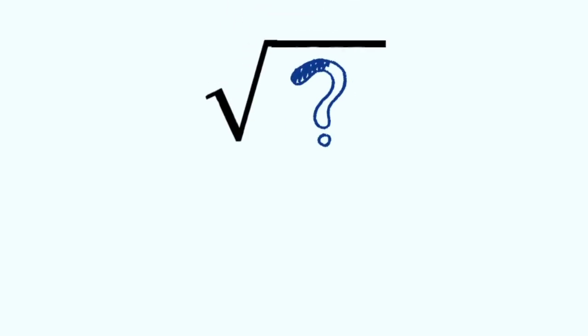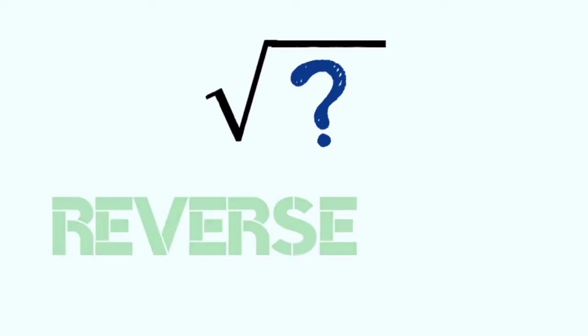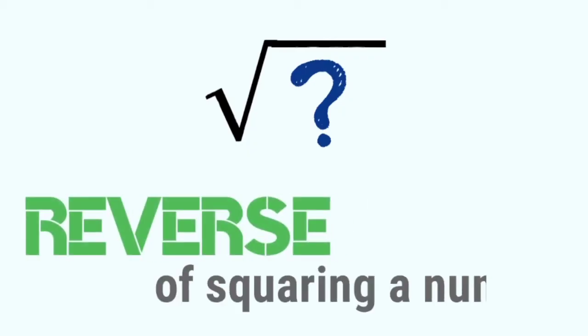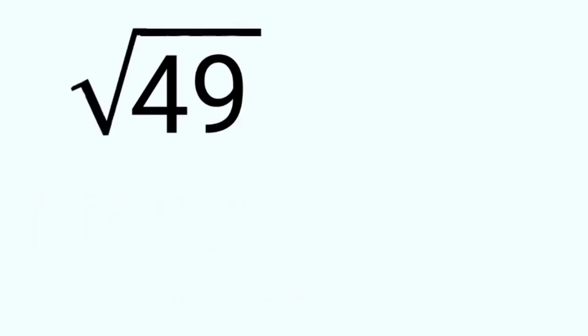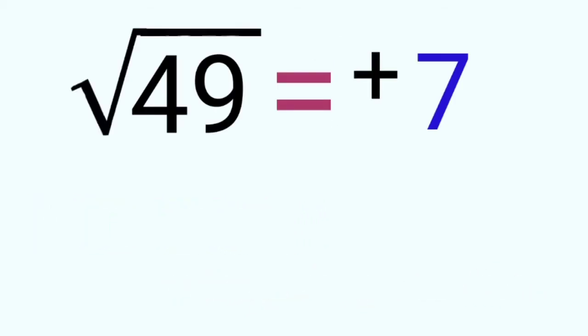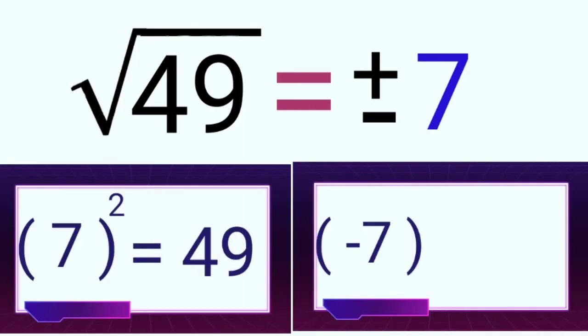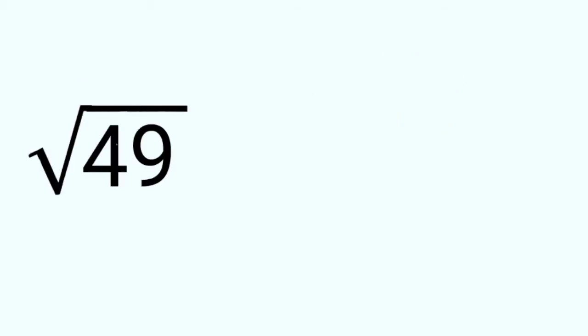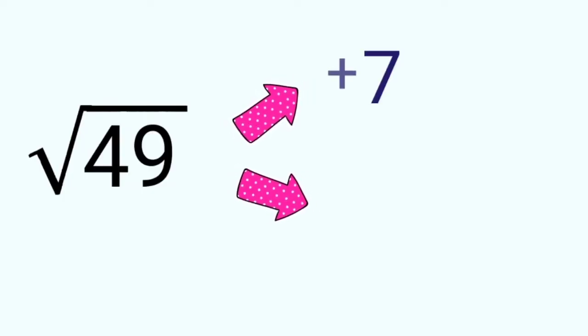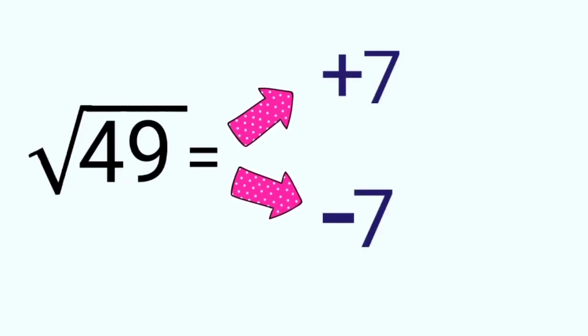Taking the square root of a number is like doing the reverse operation of squaring a number. For example, the square roots of 49 are 7 and negative 7, since 7 squared is equal to 49 and negative 7 squared is 49. Therefore, every positive number has two square roots, the positive and the negative.